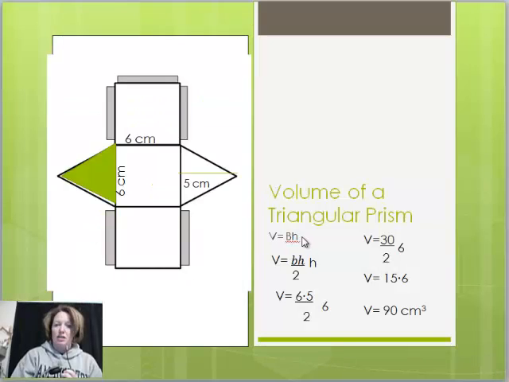All right, so BH, well, area of the base. How do I find the area of a triangle? Well, that was base times height divided by 2, and then times the height from triangle to triangle. How tall is it? So the base of my triangle was 6, the height of my triangle was 5, so 6 times 5 divided by 2 times 6. So 6 times 5 is 30, 30 divided by 2 times 6. So 30 divided by 2 is 15. 15 times 6 is 90 centimeters cubed. Again, you have that cubed label on there because we've had 3 measurements.